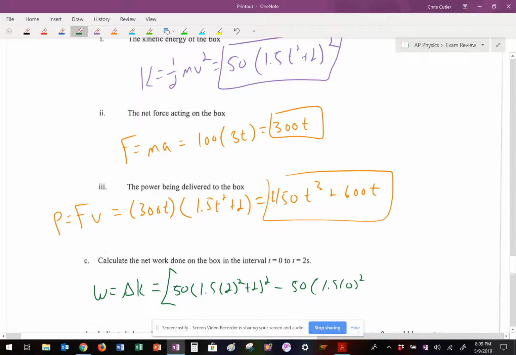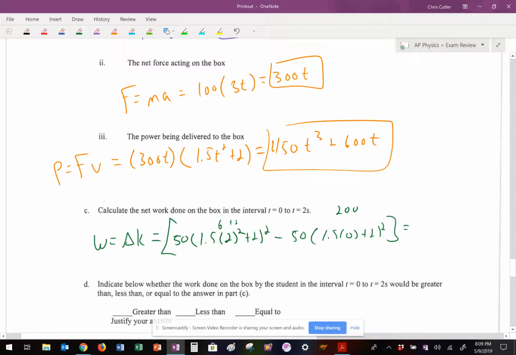minus 50 times 1.5 times 0 squared, nope, sorry, just 0, plus 2 squared, like that. This doesn't go away because 1.5 times 0 goes away, but it's 2 squared. 2 squared is 4. 4 times 50 is 200. So that whole number here is 200. 2 squared is 4. 1.5 times 4 is 6. 6 plus 2 is 8. 8 squared is 64. 64 times 50 is a number. Put it into your calculator because that's what I did anyways. 3,000 joules. That's what you should get.